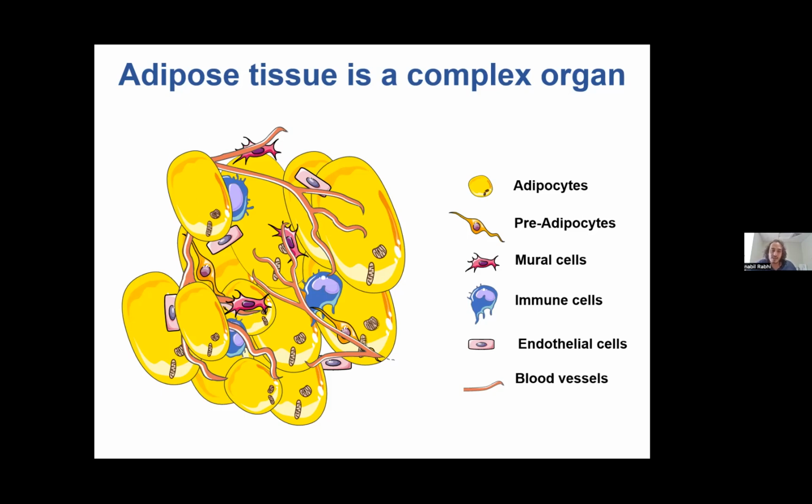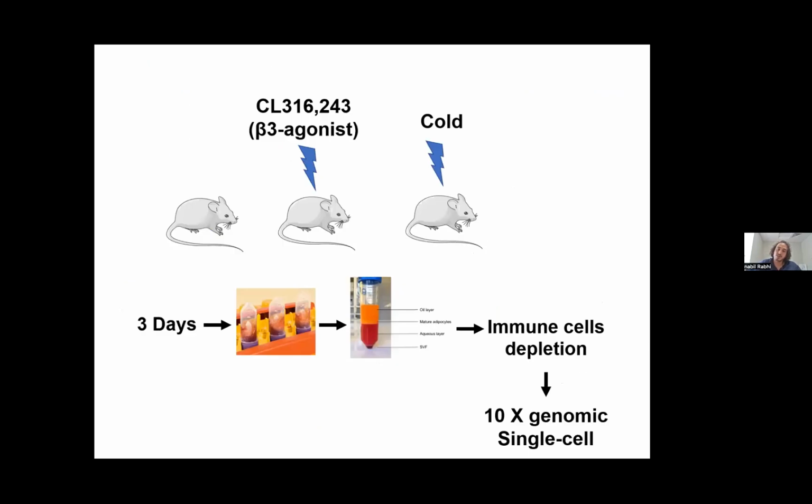So to be able to dig in more detail into how beige adipogenesis happens, we decided to use single cell sequencing. We designed an experiment as follows. We took mice and either maintained them at room temperature or treated them with beta-3 agonists or with cold. We chose a window of 3 days of treatment to look clearly at the early stages of progenitor cells changing. We isolated the stromal vascular fraction, depleted all the immune cells, and then submitted it to 10x Genomics.